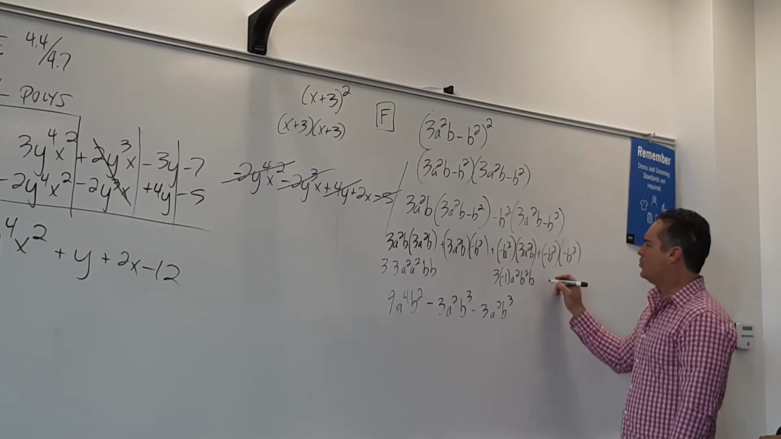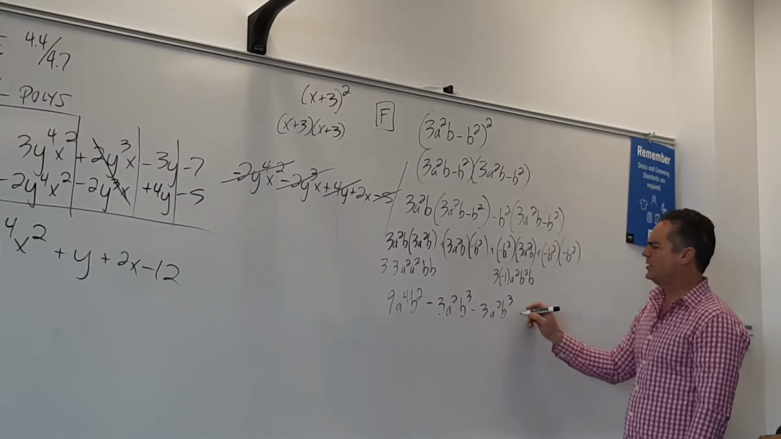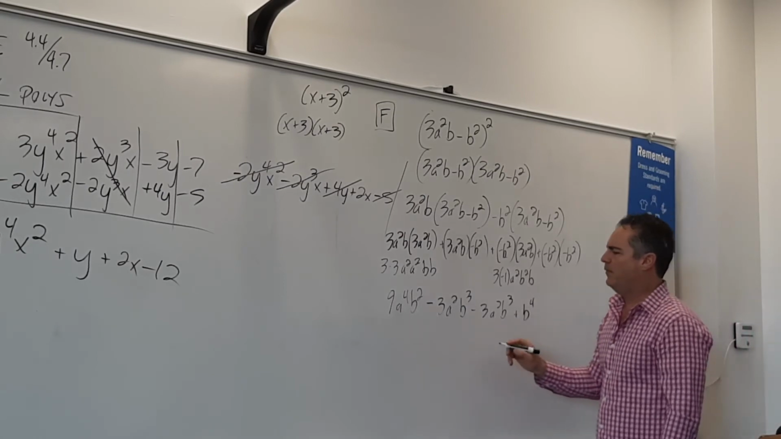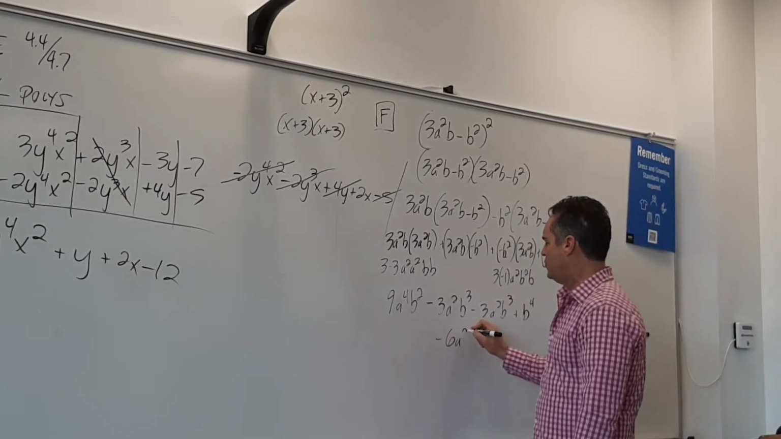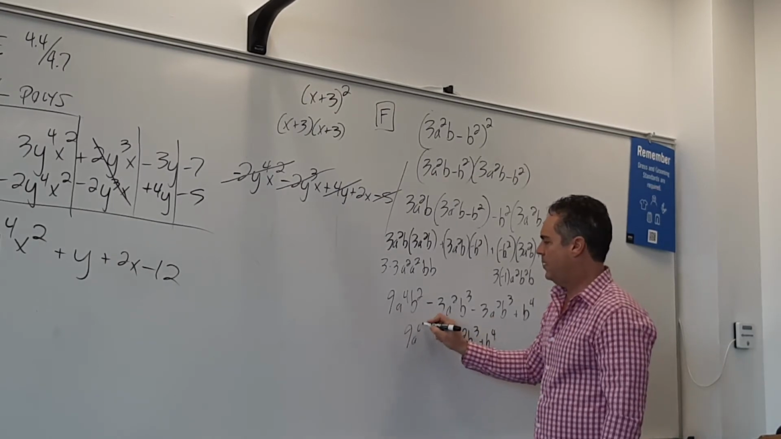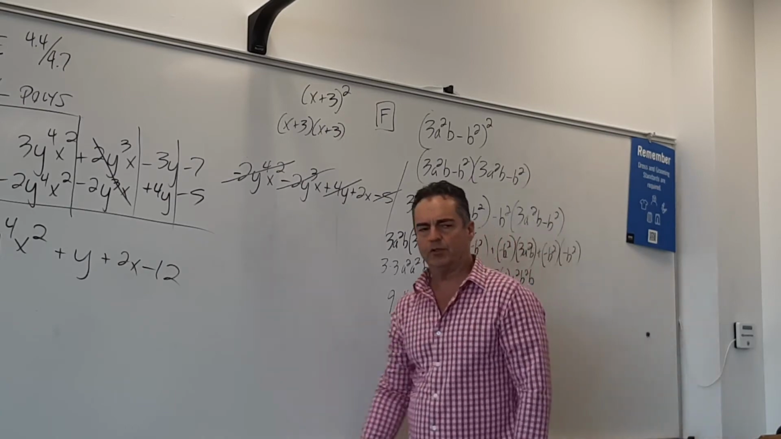Okay, and then this last one, negative b squared times negative b squared, what's that going to be? Plus b to the 4th, all right? And these combine to make negative 6a squared b to the thirds, the b to the 4th, and the 9a to the 4th b squared drop down. We're done with that, okay?